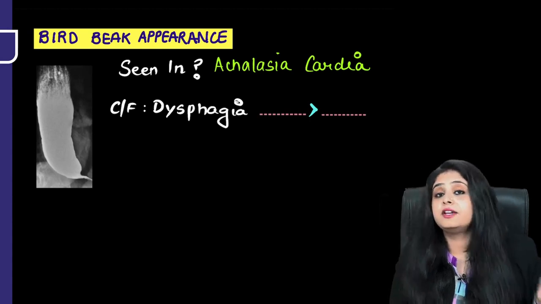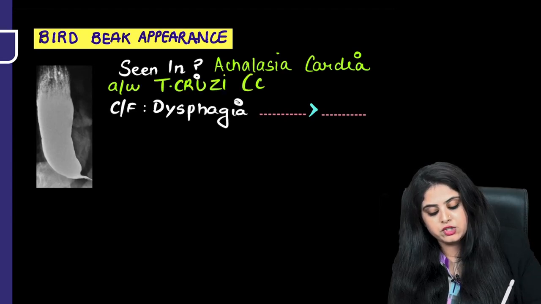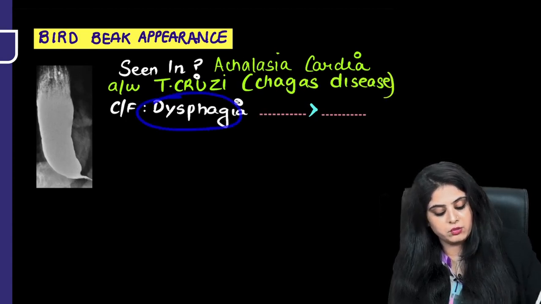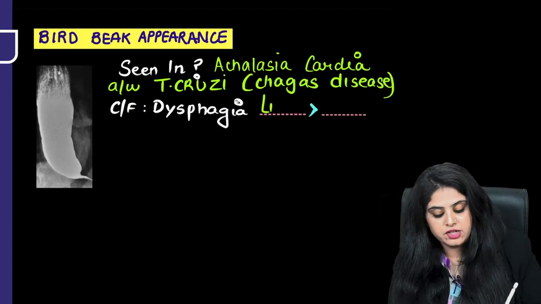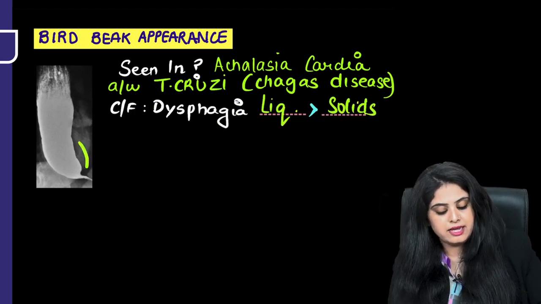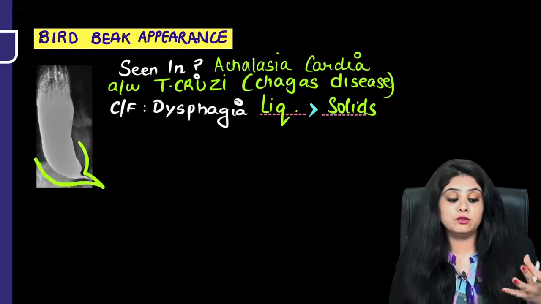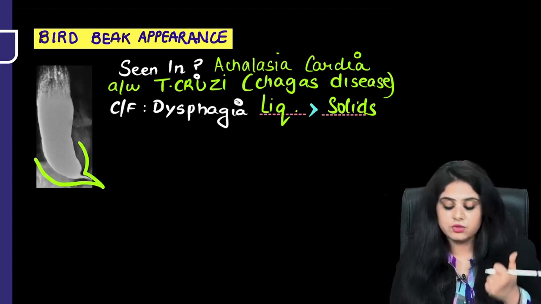Achalasia cardia, if I relate it with microbiology, it is associated with a very famous infection, that is Trypanosoma cruzi or Chagas disease, right? And how does the patient present? There's difficulty in eating. Patient will say, I have dysphagia. But what is weird is the dysphagia is more to liquids than to solids. That is very important to note. And this bird beak appearance is so very, very famous. This is about the first esophageal etiology that I want to talk about.